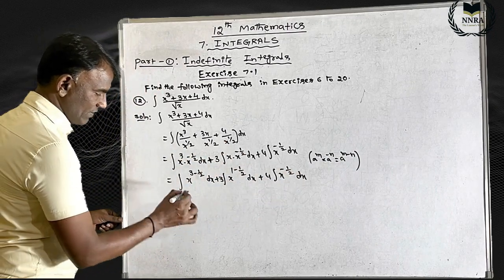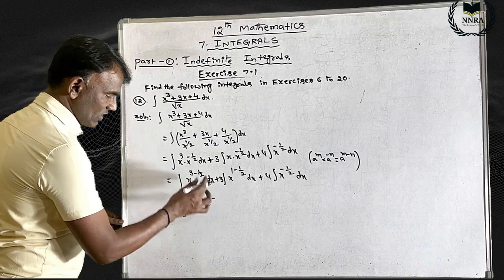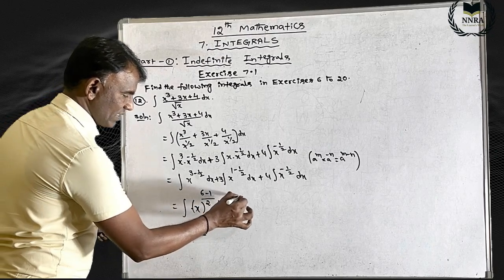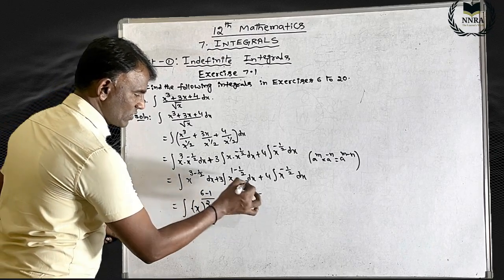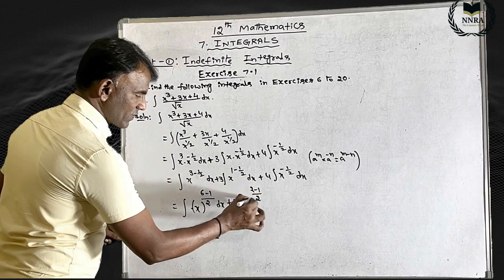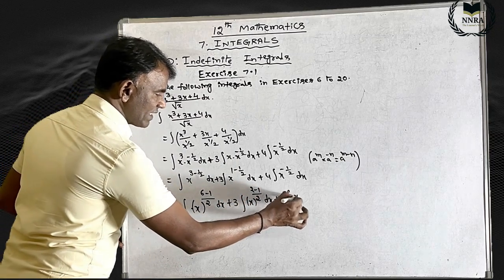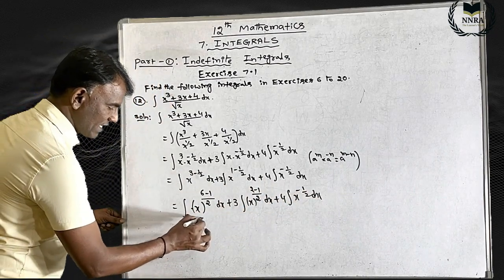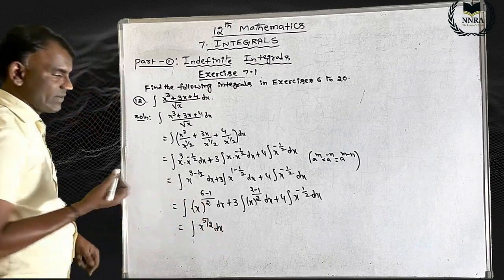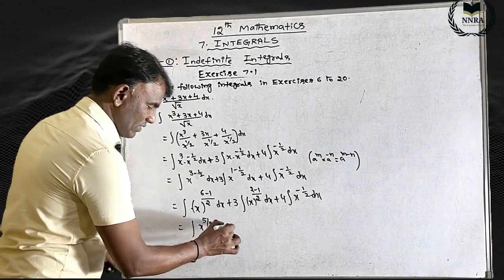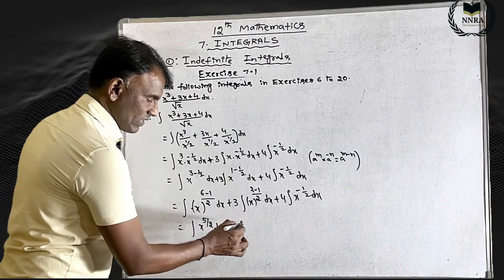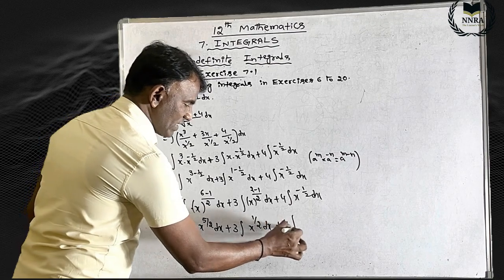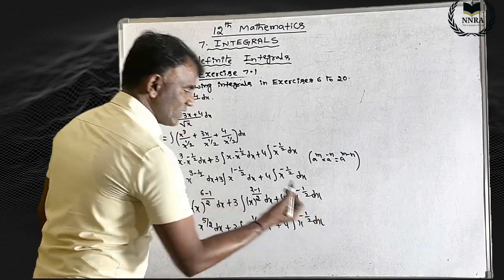So integral of x power LCM is 2, so 2 3 is 6 minus 1, right, into dx. So 3 into x power again LCM is 2, so 1 into 2 is 2 minus 1, then dx. So 4 into integral x power minus 1 by 2 into dx. So 6 minus 1 is 5. So integral x power 5 by 2 into dx is the first term. And coming to second term, so integral, so 3 is constant, okay. Then 2 minus 1 is 1, so 1 by 2 dx. So 4 into integral x power minus 1 by 2 into dx.